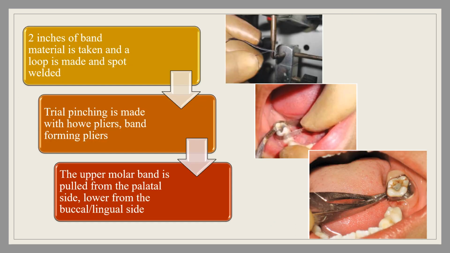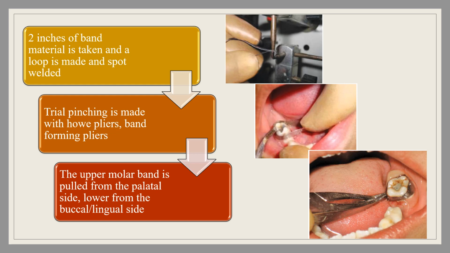First, take some 2 inches of the band material, and the loop is made and spot welded, so we get one loop. Then you can place the loop over the tooth and try to adapt it. The first trial pinching is done with the hoe pliers. Here you can see it in the third picture. With the hoe plier, we are closely adapting the band, pulling the band together.